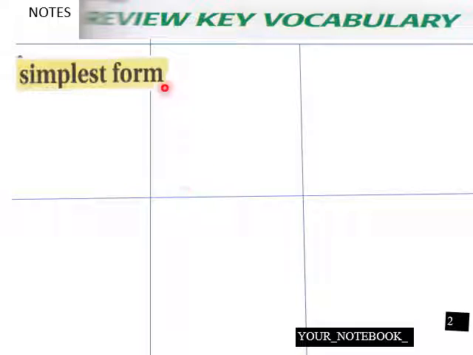Okay, students, in your own words now, define simplest form. This is your notebook entry, page 2 of 9.2, worth 5 points. And when I teach this in the classroom, I usually check on Friday. Teachers, that's up to you when you check your notebooks.